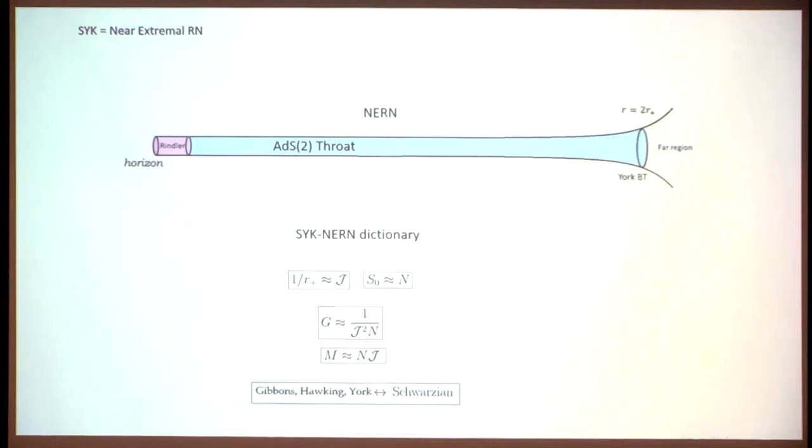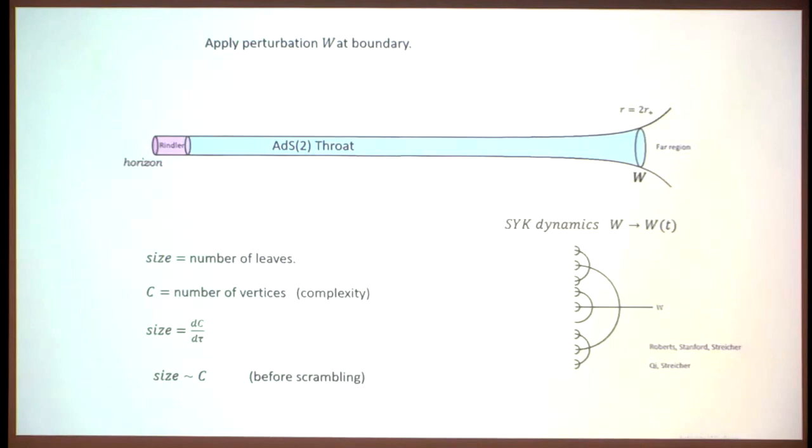in recent times. Okay, now we're going to apply a perturbation W at the boundary. A perturbation, what could it be? Just some operator, a simple operator, and the simplest thing would be a single SYK fermion operator, and that'll create a particle. The particle, well, what will it do? It'll fall into the black hole. It'll accelerate as it goes down due to the gravitational attraction.